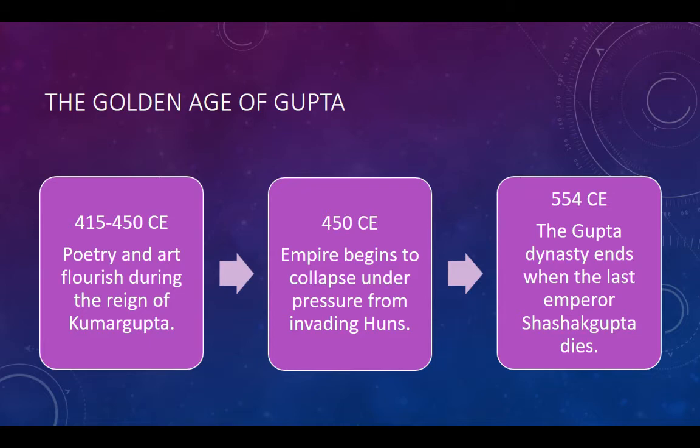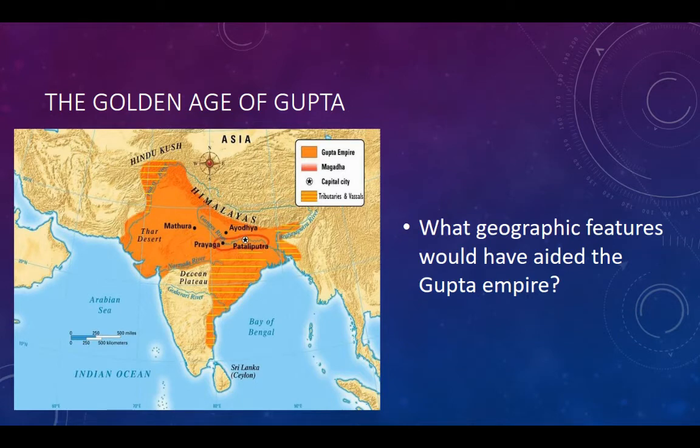Now we'll look at the geography. On this map, you can see the geographic features. So what geographic features would have aided the Gupta Empire? Remember that the geographic features are natural features that occur in our world, things like oceans, rivers, mountains, valleys, volcanoes, islands, peninsulas, all those kinds of things. So use this map to list a couple of those geographic features.